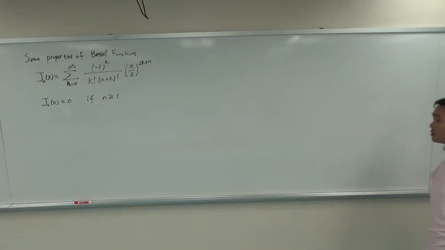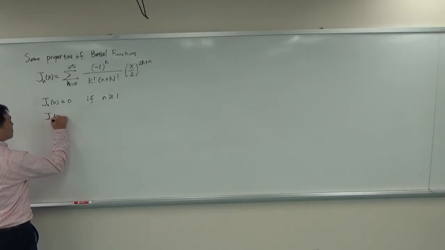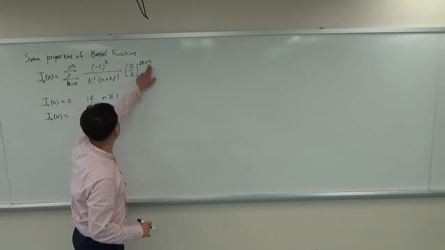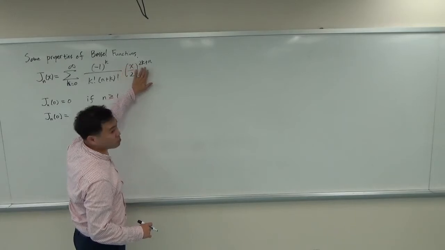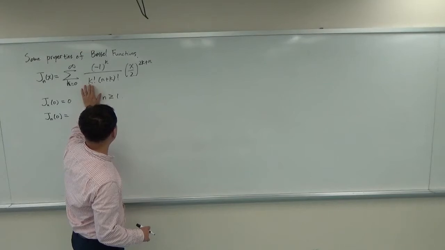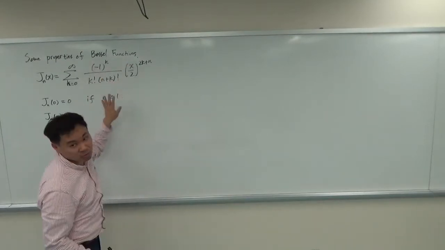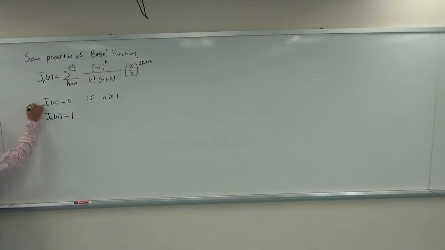Furthermore, if n is equal to 0, let's think about what happens. If n is equal to 0, what's the very first term? The 0th power is 1, 0 factorial is 1, 0 plus 0 factorial is 1. So everything here becomes 1, and therefore J0 of 0 would be 1. So maybe that's the first property.